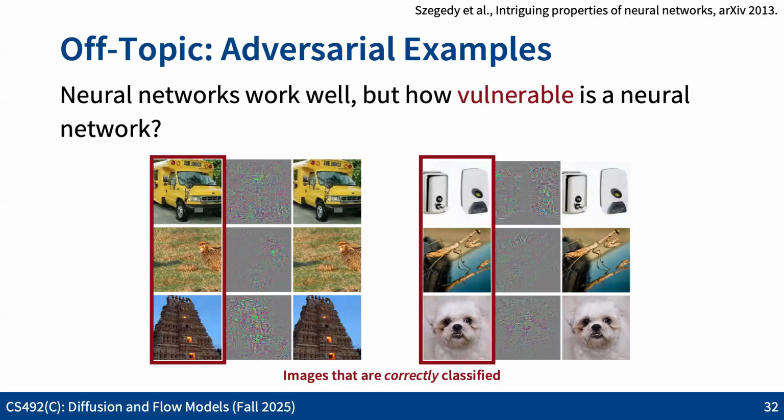We know neural networks are quite good at many things, especially classification. Neural networks are really good at classifying a truck, some buildings, some dogs, right? Here, these are all images that are correctly classified with the pre-trained model. And what if we add some small noise into these images? I don't know whether you can see any difference. Even for me, I cannot tell any difference between this and this.